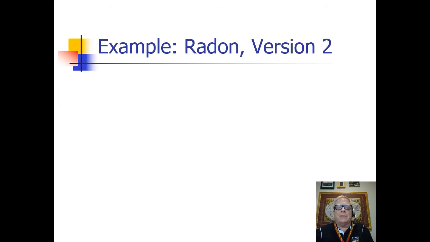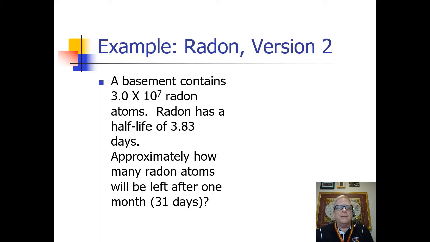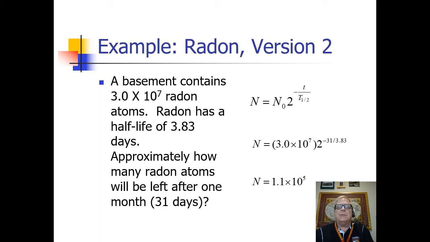So let's see how this works in practice, taking our original situation. But now we are going to raise 2 to the exact number of half-lives we have, not just 8, but we're going to raise it to a negative, because it's a half, 31 divided by 3.83, and then we'll multiply that by the original number of atoms we have, and we're going to get 1.1 times 10 to the 5th, a slightly more precise answer.